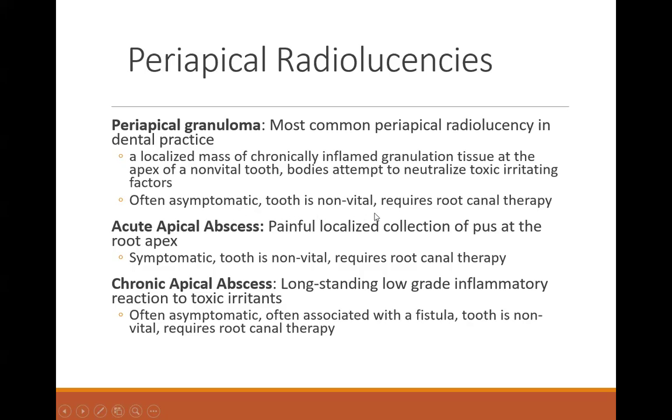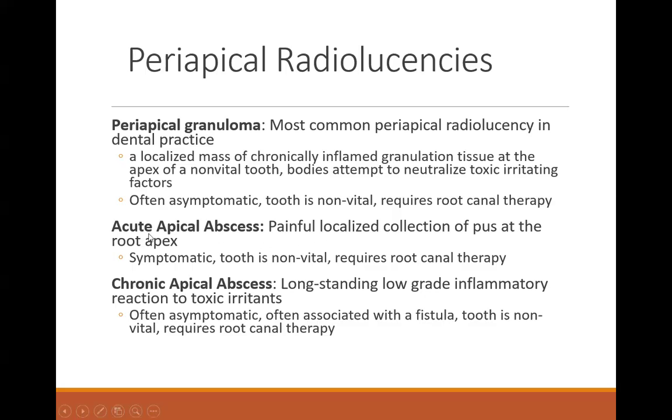Often it's asymptomatic and the tooth is non-vital when it's tested. They can do a pulp vitality test, and it can come back and say whether the tooth is vital or not. The requirement is a root canal therapy or an extraction if somebody doesn't want a root canal. And then obviously you'd want to replace it with something like a bridge or an implant.